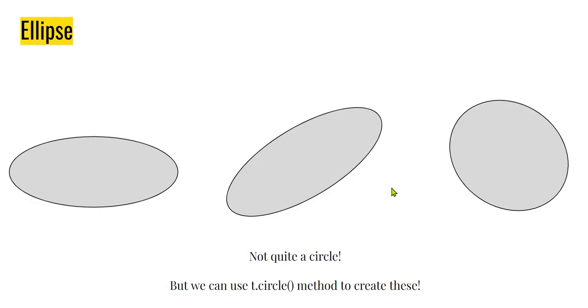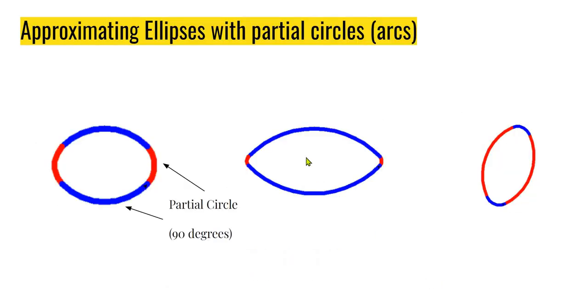In fact, it's a very interesting mathematical shape, with a lot of geometry around it. Basically, not a circle, but we will use t.circle to create these. And let's see how. The idea is that we can approximate ellipses with partial circles or arcs.